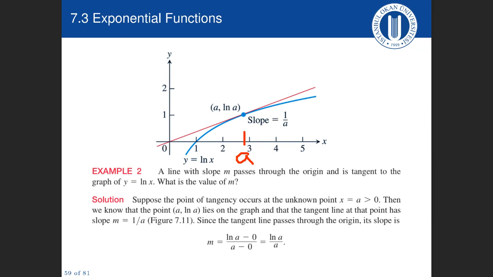So now we're looking for the line which passes through 0 and (a, ln a) and has slope 1 over a. But the slope must be, let me clean this out. The slope, if we draw this triangle, must be height of the triangle divided by base of the triangle. The height is ln a, and the base is a. So the slope, which we've called m, must also be ln a divided by a.